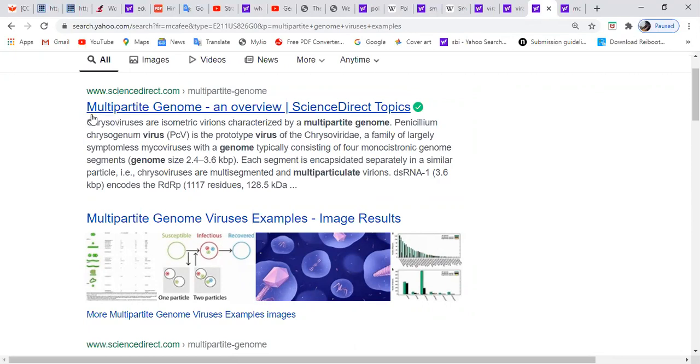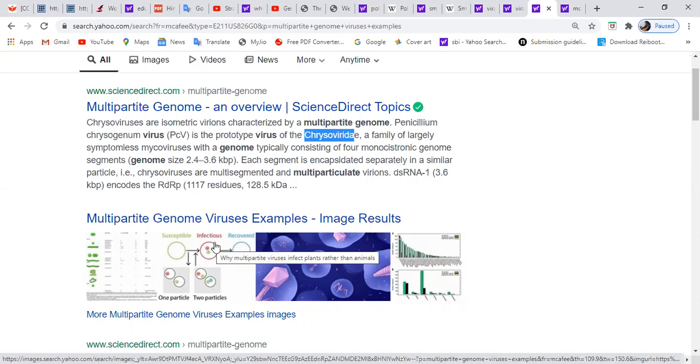So the viruses in this family, chrysoviruses, are isometric variants which are characterized by this multipartite genome. Penicillium chrysogenum virus, the short form PCV, is a kind of virus present in this family, Chrysoviridae, and they have this type of genome.